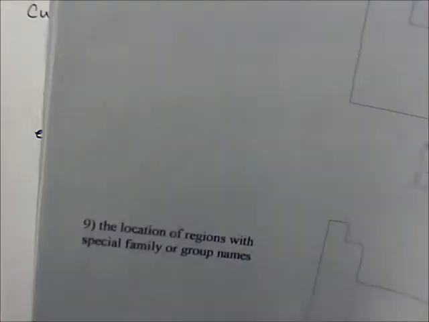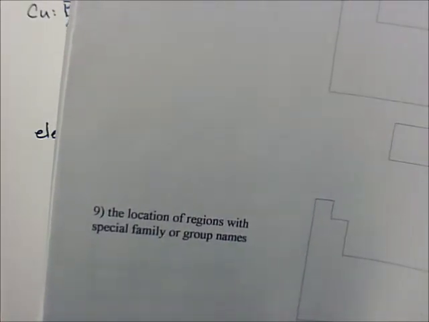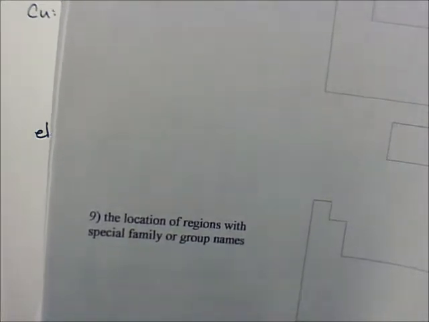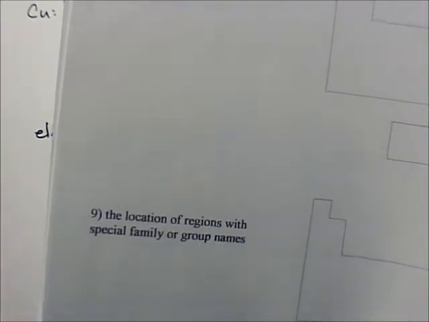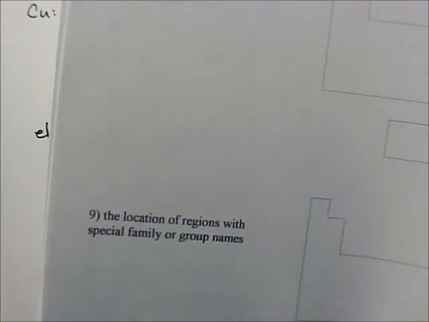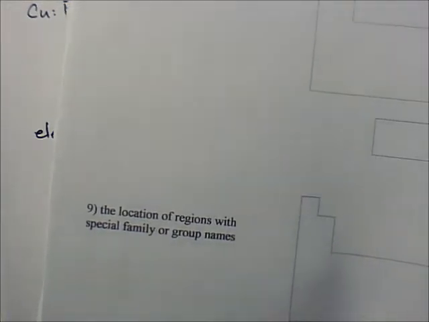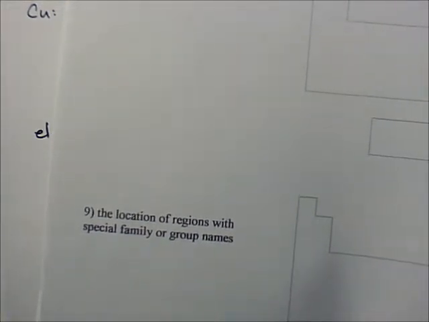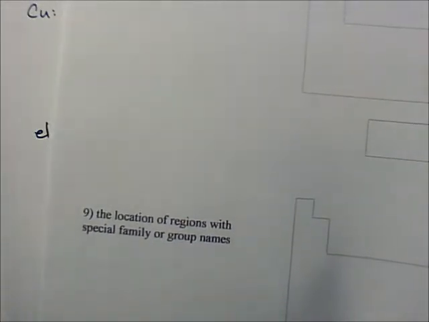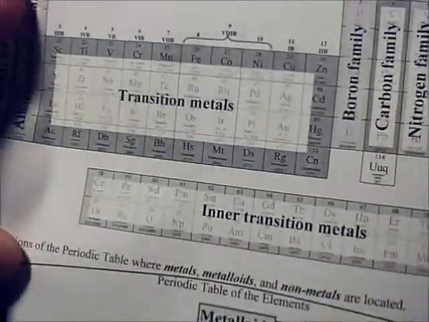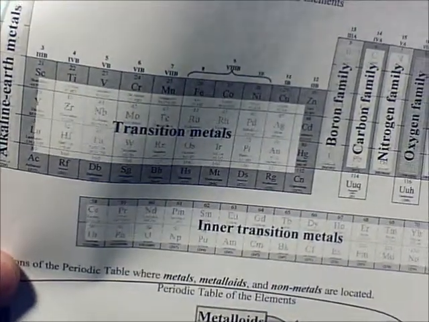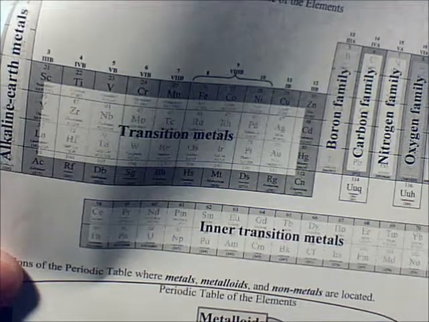All right. Then I want you to locate regions with special family or group names. Now, I don't think the handout that I gave you guys had that on there, but if you look on your email, you'll find it. Again, if you want me to print you one out, I can do that, but I'm trying to encourage you guys to use that school email. This is what the patterns of family and group names look like.